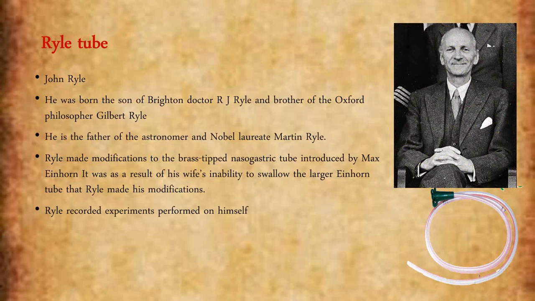He's John Rye. He was born the son of Brighton doctor Argyle and brother of the Oxford philosopher Gabriel Rye, and his son has won a Nobel Prize as an astronomer. Rye made a modification to the brass trapped nasogastric tube introduced by Max Einhorn. It was as a result of his wife's inability to swallow because of cancer. He tried this tube on himself several times before inserting the tube in his wife, and since that time it has taken his name. Very nice.